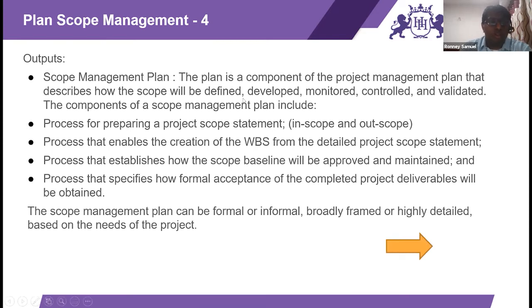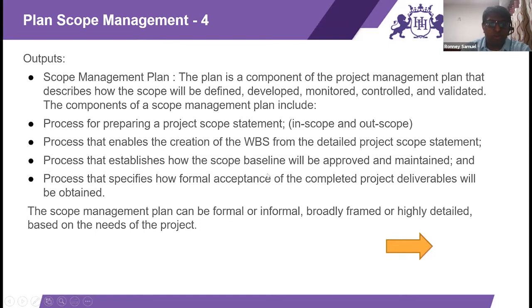So the output here is the scope management plan. Either it can be an independent document or it can be a component of your PMP that describes how the scope would be defined, validated, monitored, and controlled. The components of the scope management plan include the process for preparing a project scope statement, which means what would be in scope and what is out of scope, and creation of the WBS, that is work breakdown structure. We are going to learn about this in detail.